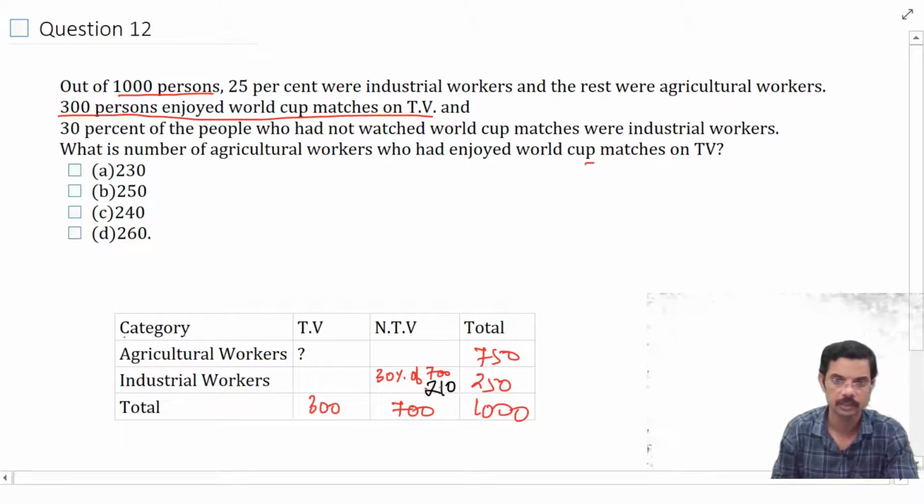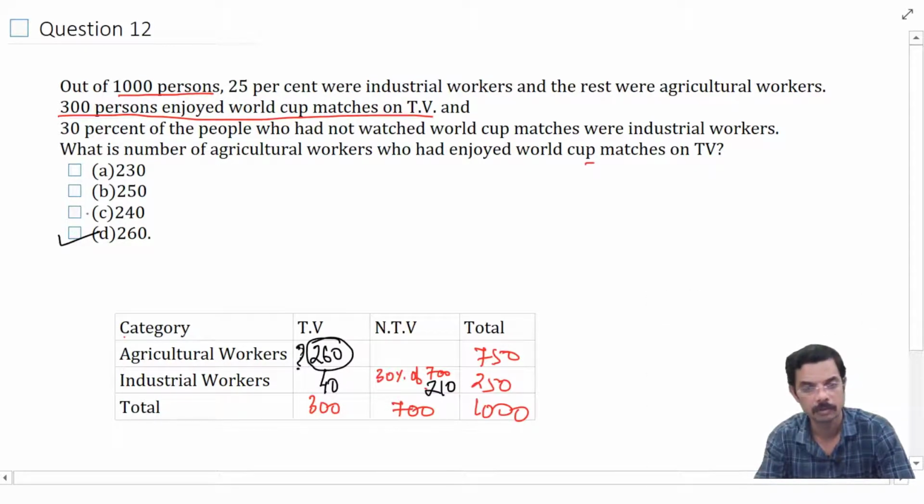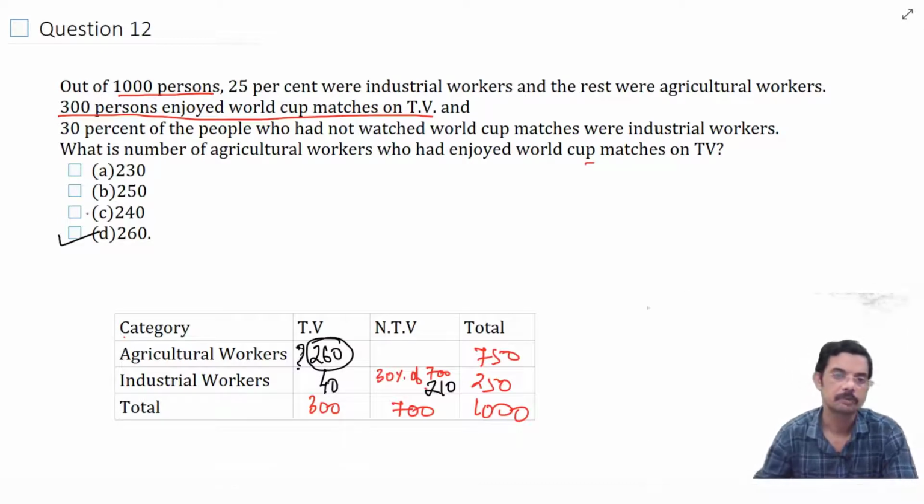250 minus 210. What is 250 minus 210? That will be 40, right? 250 minus 210 will be 40, and then this question mark part can be found easily. 300 minus 40. What is 300 minus 40? 260. So this 260 will be your answer. Hope this is clear. There will be one more question of this type which we will be taking up as it comes.